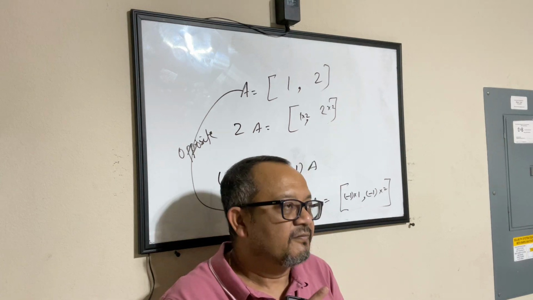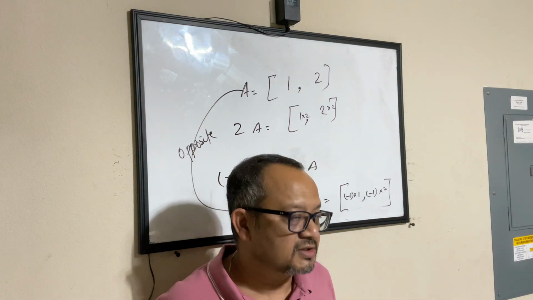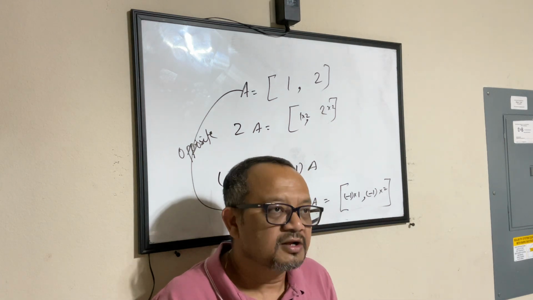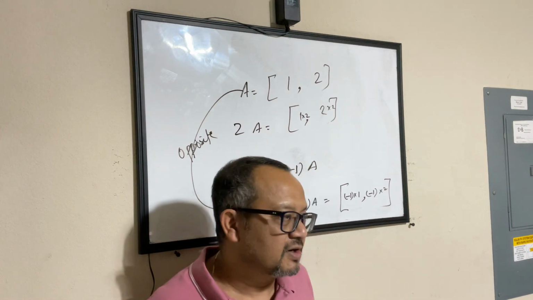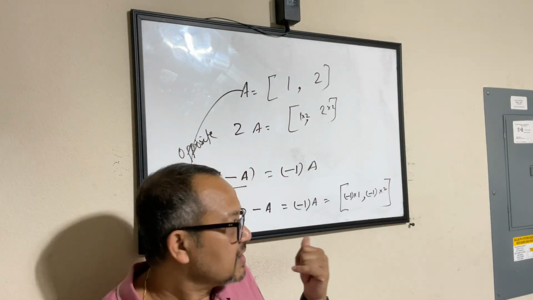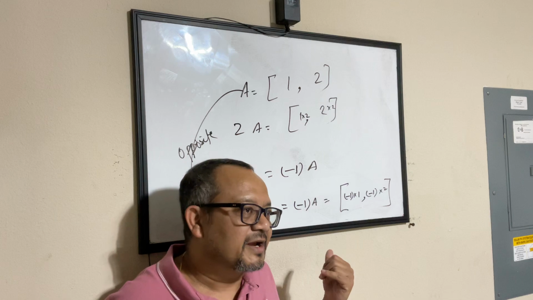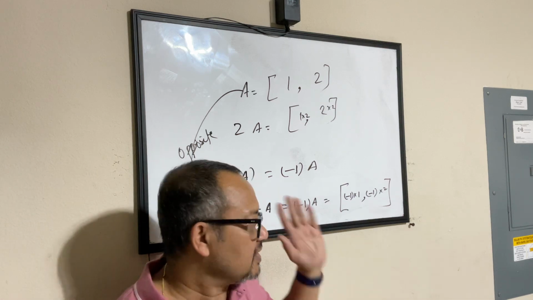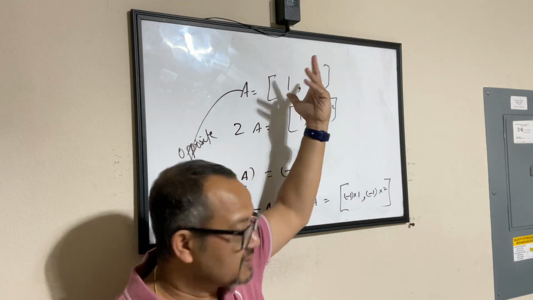In the simplest form, there are only two things that we have learned so far. One is the zero matrix, where each and every term of the matrix is 0, and the second one that we learned is the opposite matrix, where you get a negative version of the matrix, meaning multiply that by -1.